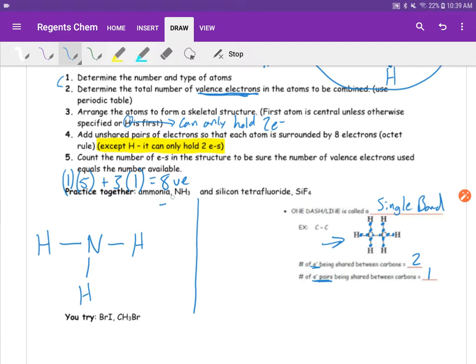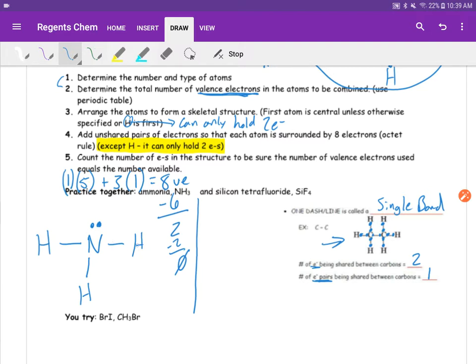So how many electrons did I use? Well, I used 6. I have 2 more that I need to use as lone pairs. So again, can I put lone pairs on hydrogen like this? Absolutely not. Hydrogen cannot have more than a single bond. Therefore, my lone pairs have to go on nitrogen. So I used my last 2. I have none left over.